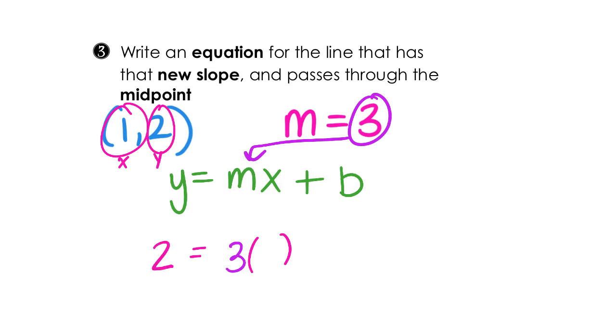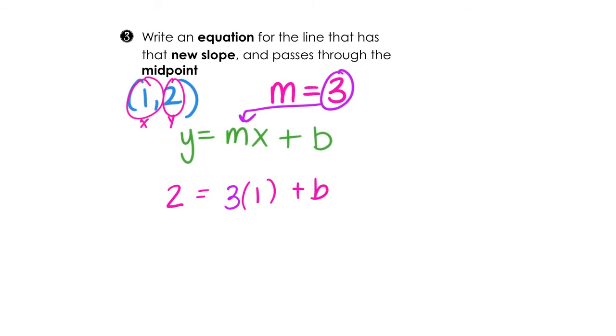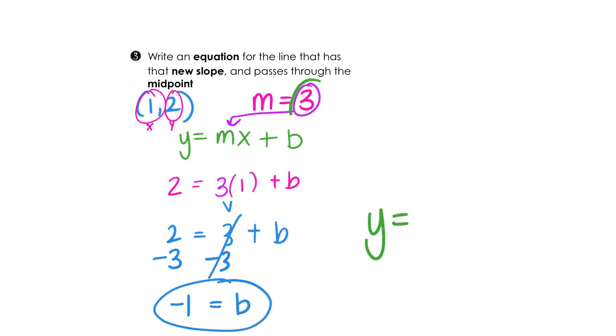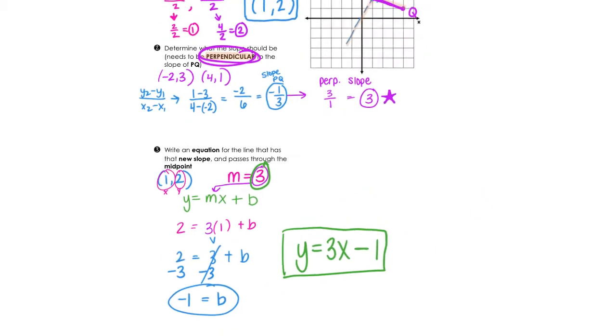It's going to be 2 equals 3 times 1 plus b. And then we can go ahead and solve this equation for b. So 3 times 1 is just 3. And we can subtract the 3. And we get -1. So -1 equals b. And we're all good to go. We can write the equation now. We know that our slope is supposed to be 3. So I'm going to put y equals 3x. And our y-intercept is -1, so -1. And that would be it.